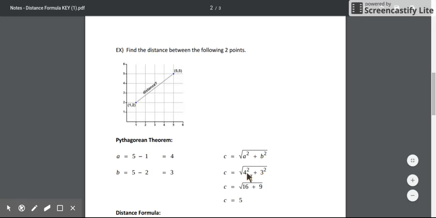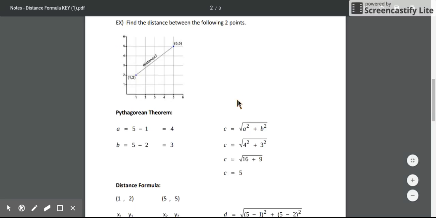Now if I square 4, I get 16. If I square 3, I get 9. If I add those together, I get 25, and if I square root it, I get 5. And maybe you already knew that if I have lengths in a right triangle that measure 3 and 4, the hypotenuse is always 5. That's a special right triangle.